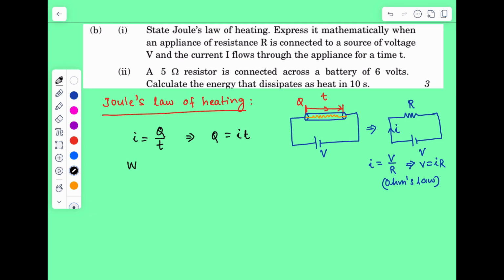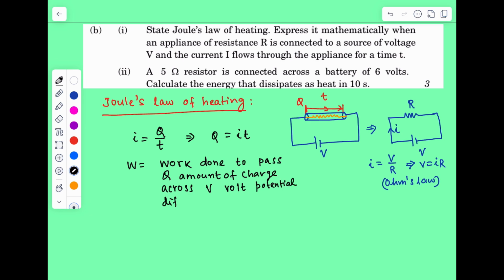And we know that the work done, W let it be, to pass Q amount of charge through a potential difference of V volt in time t will be equal to Q into V.